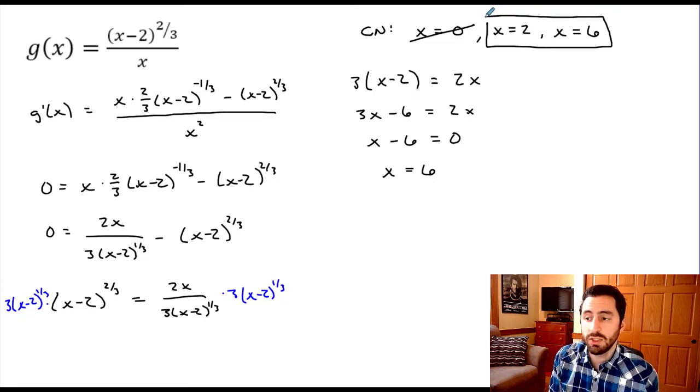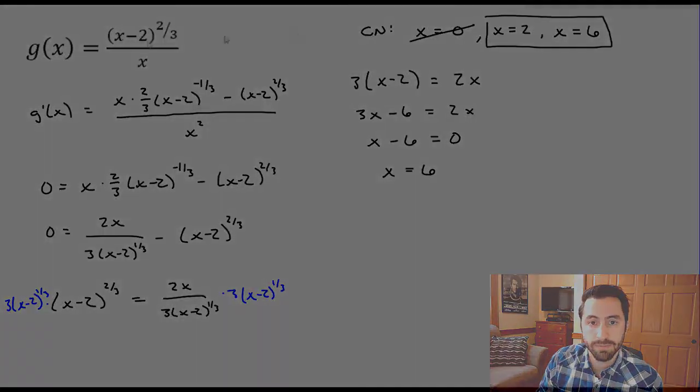So again, just to summarize, critical numbers give us the possibilities for any local extrema. So we find the derivative, we set the derivative equal to 0, and then we need to find where the derivative is 0 or where it is undefined.